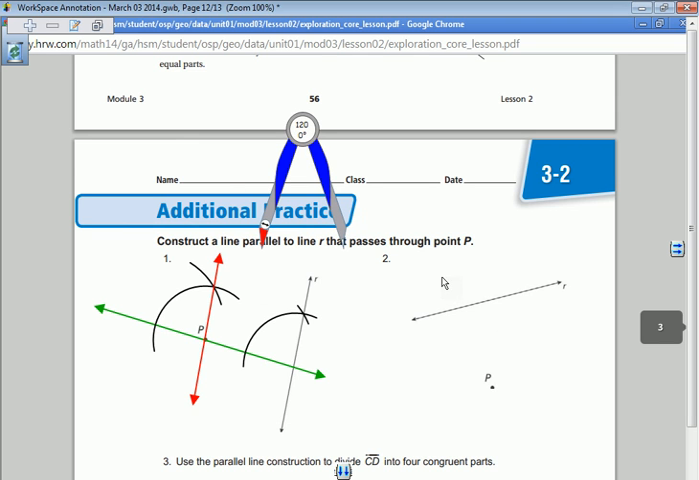So flip over to page 57. 57 ought to be an easy one to do for you, because the book should be flat. I want you to try to draw the parallel line on 1 and 2.